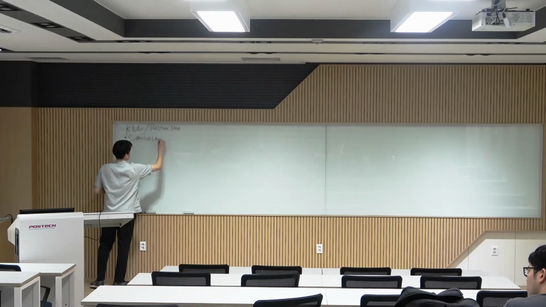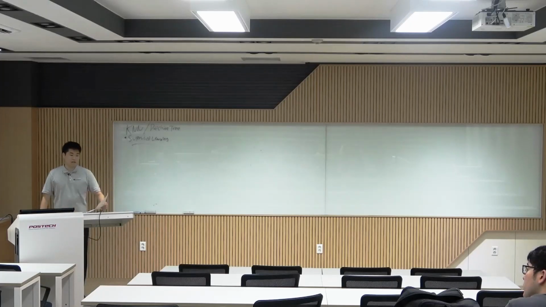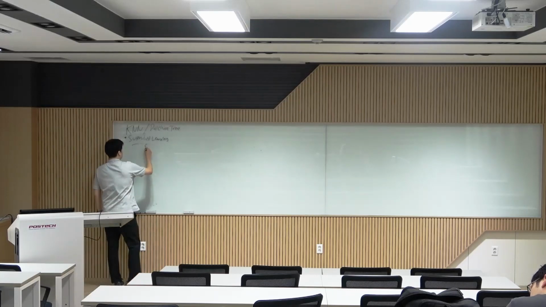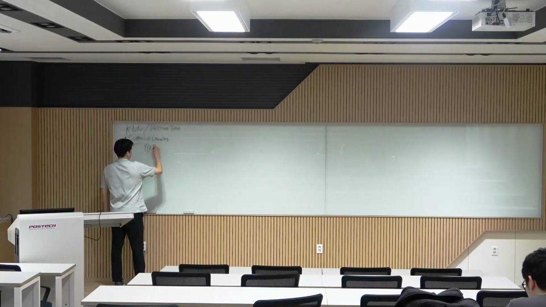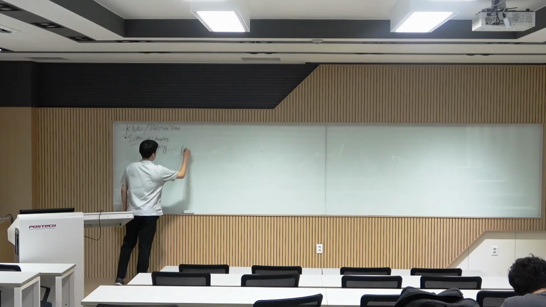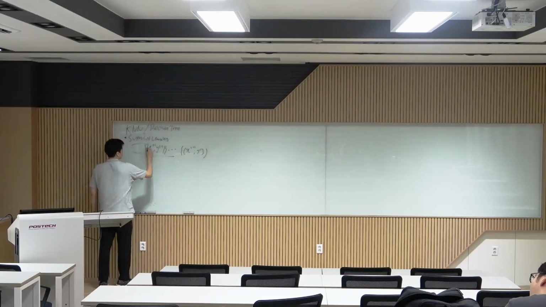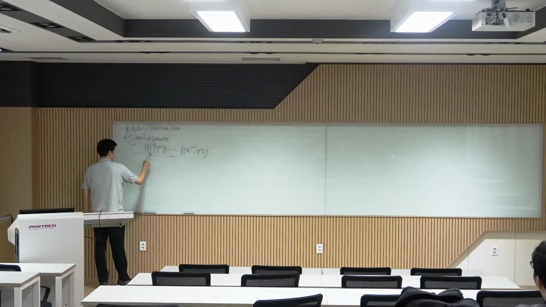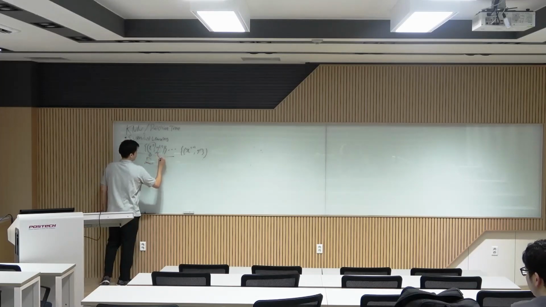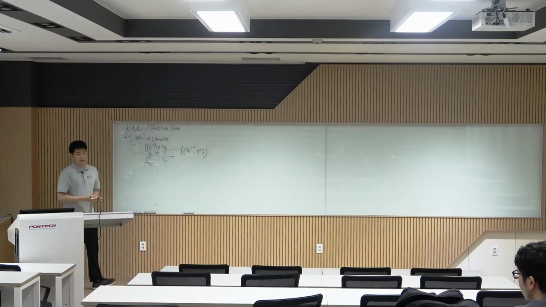So what is supervised learning? Supervised learning is given a training set of (x1, y1) through (xn, yn). So x represents the image, if you say image, and y represents the label. So each image contains a label. This is supervised learning.